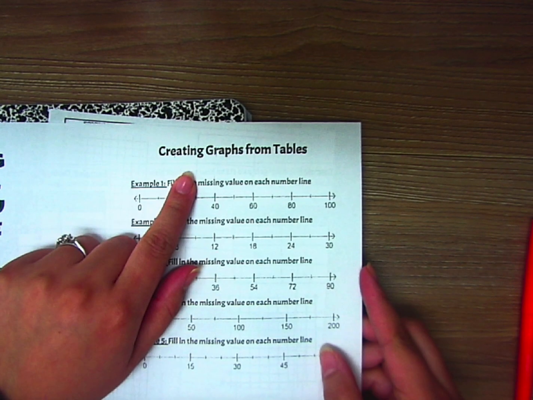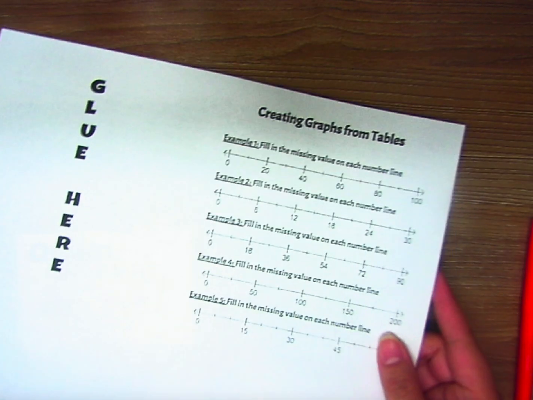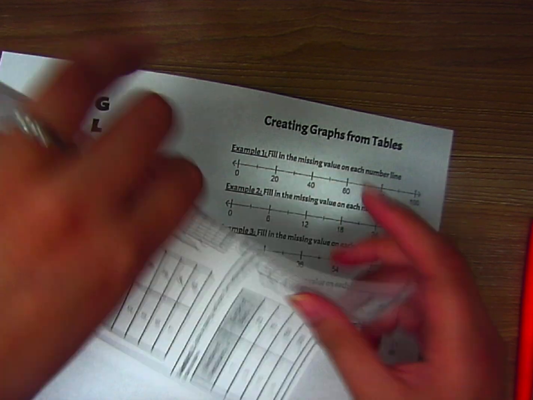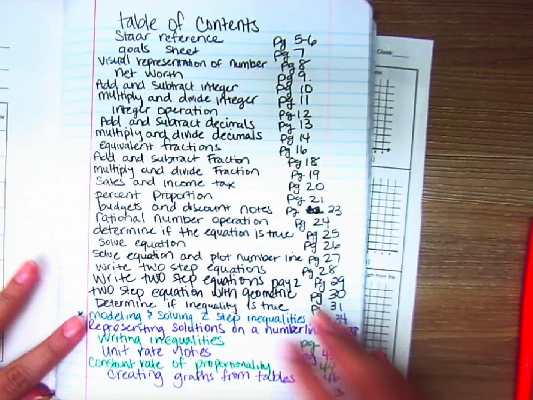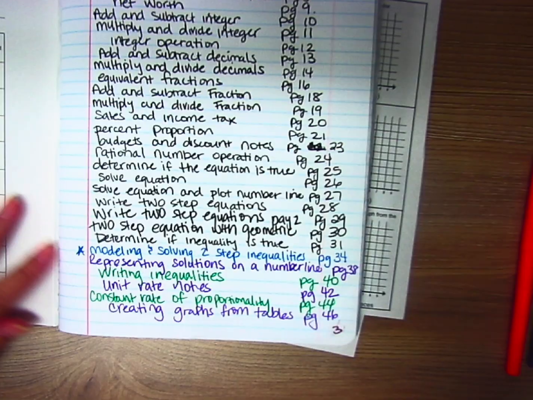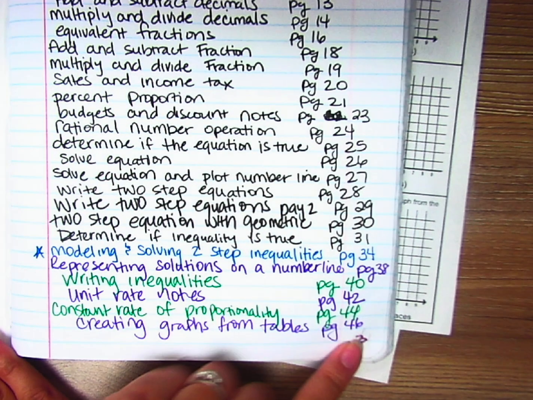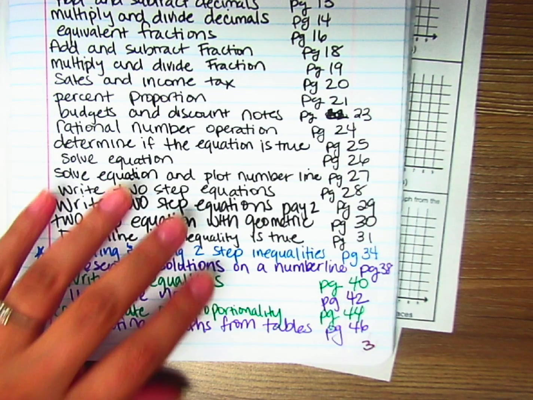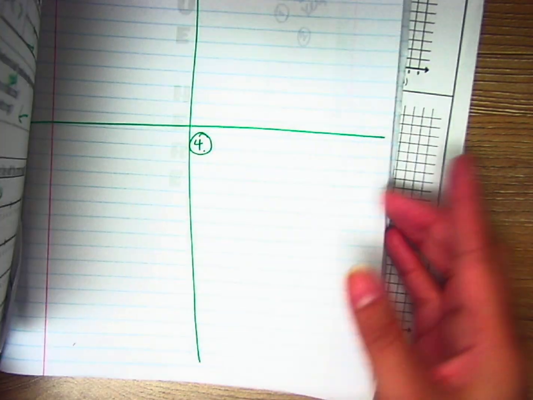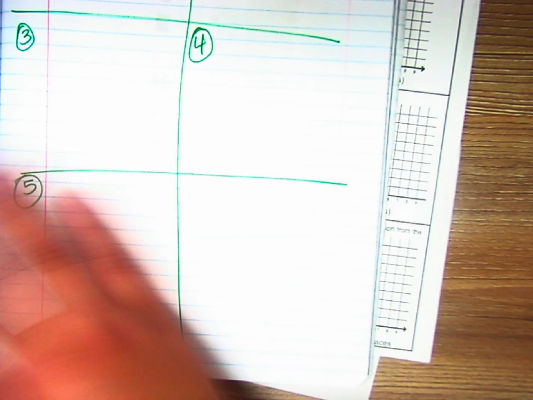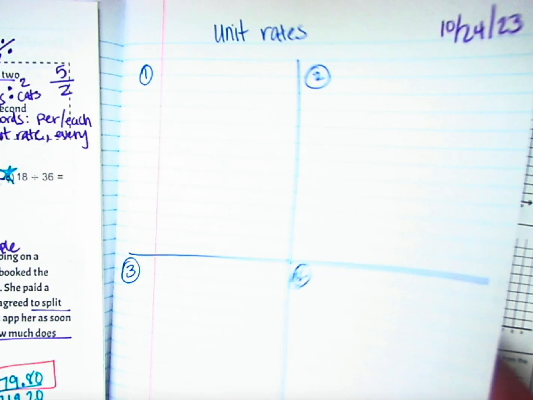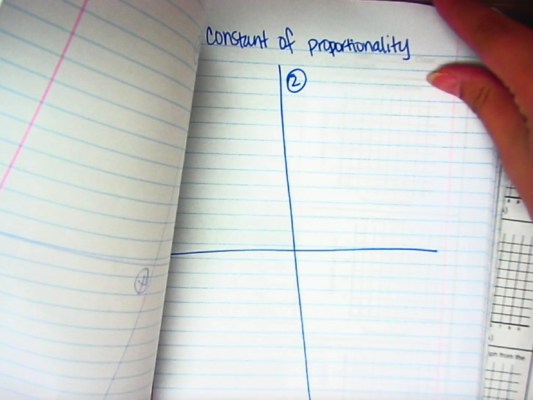For creating graphs from tables, make sure you grab this little paper that's been cut out for you, and your journal. In your journal, from your table of contents, you're going to write creating graphs from tables, and you're going to put the page number. Pause the video if you need to. What you're also going to do is turn your page to a blank paper.